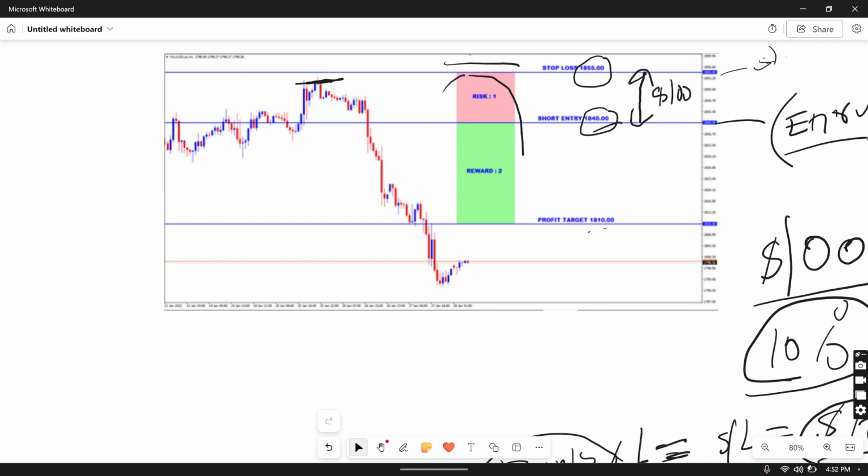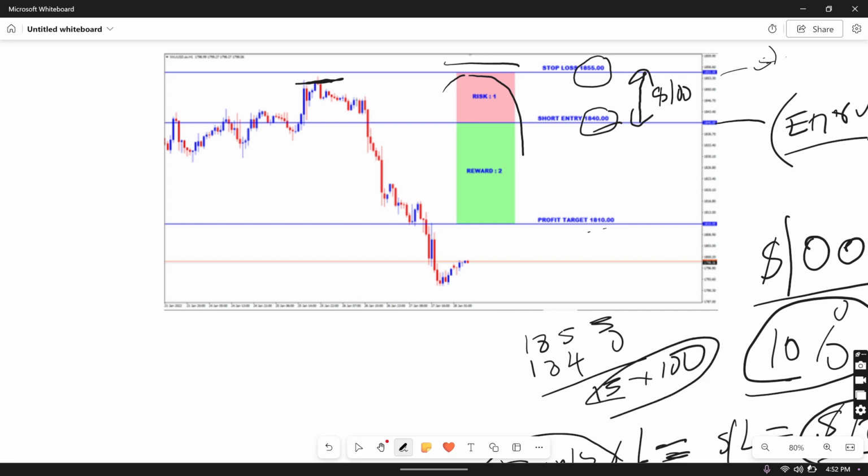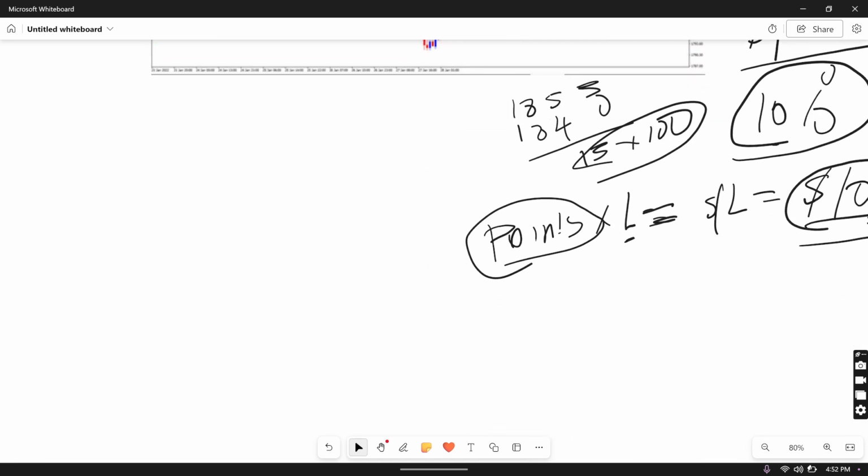So if you subtract between 1855 and 1840, you get how much? You get 15, times 100. How many points are you going to get? You're going to get 1,500 points. Now you have 1,500 points. That is actually the stop loss. So the stop loss is placed at 1,500 points, times the lot size, is equal to $100.